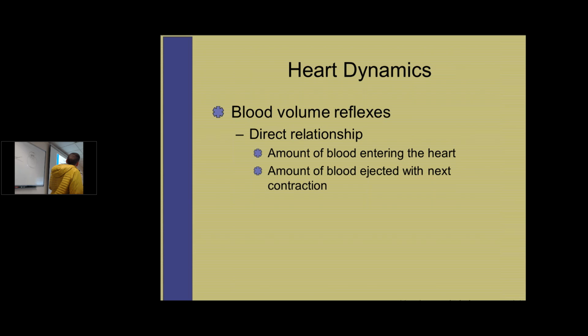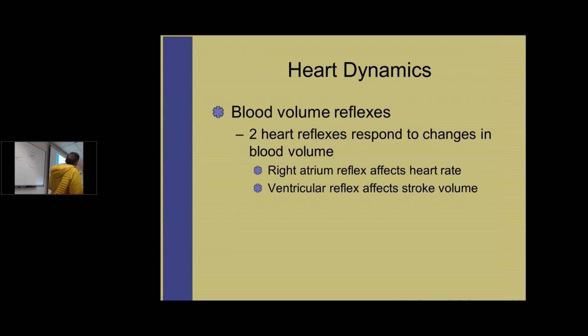Blood volume reflexes: obviously there's a direct relationship between the amount of blood entering the heart and the amount of blood ejected with the next contraction. Two reflexes respond to the changes in blood volume. The right atrium reflex has to do with the heart rate, and the ventricular reflex has to do with the contraction or the stroke volume, how hard it contracts, how much blood it can push out.